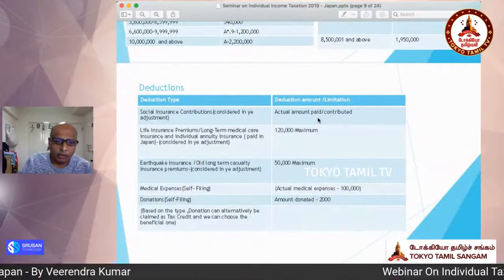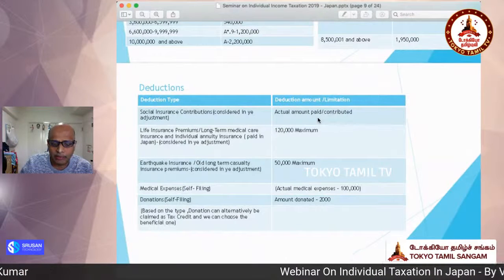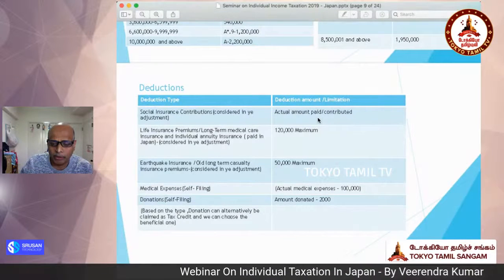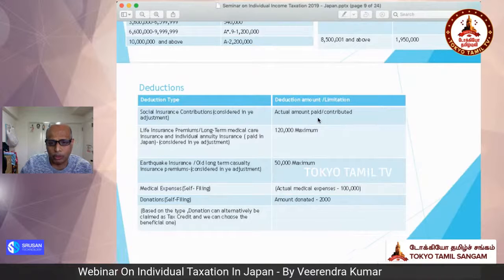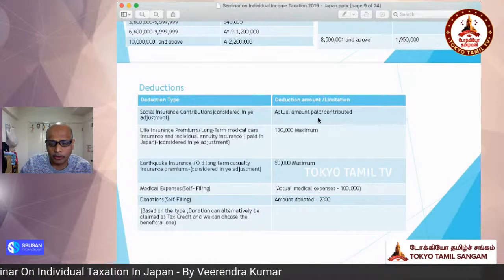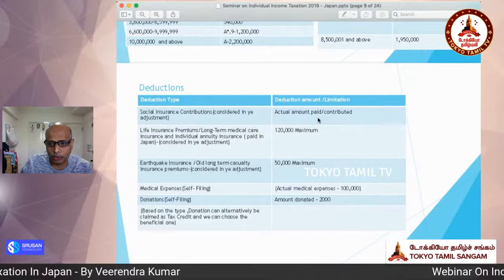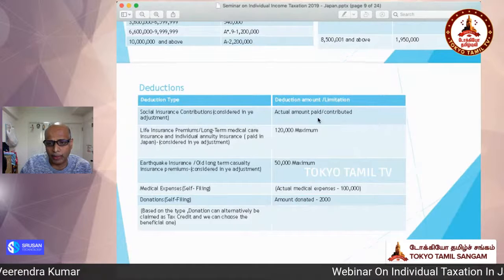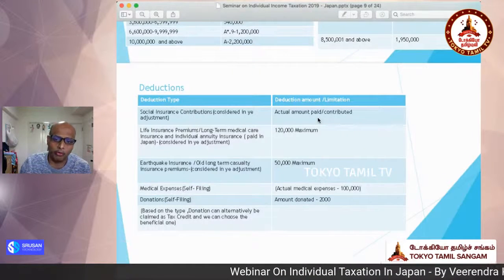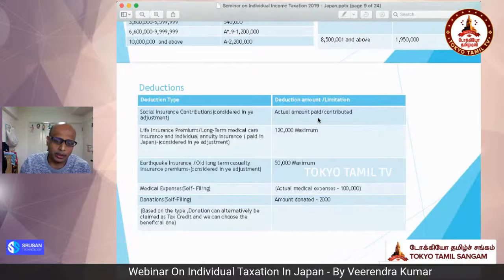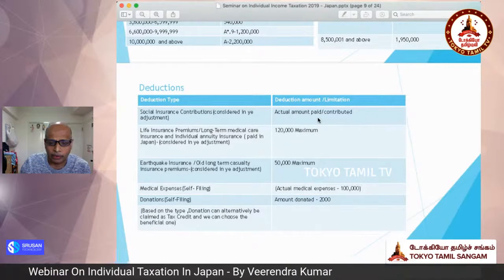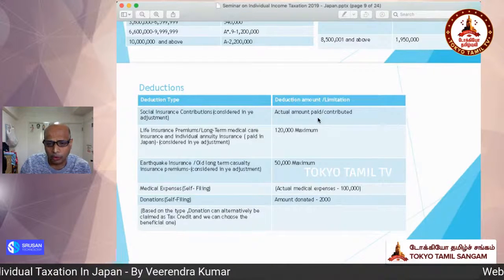Other than this, you also have deductions for other contributions, whatever you are paying from your salary. For example, I think most of you are part of the social security system in Japan, paying the health insurance and employee pension and labor insurance. Whatever contributions you made as an employee, that will qualify for the deduction from the gross salary.